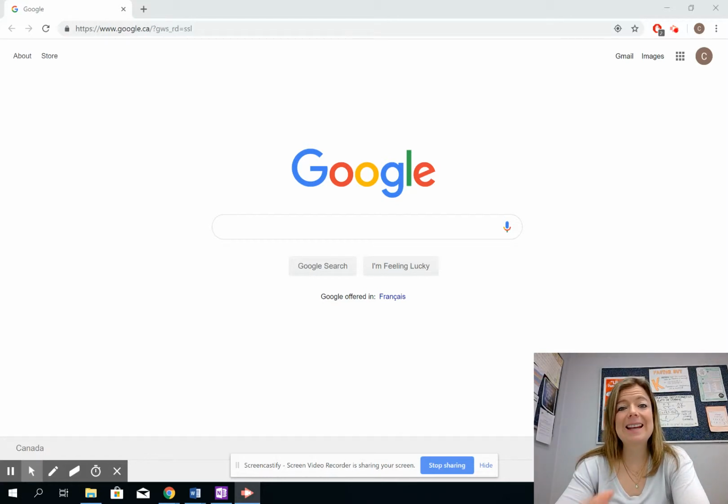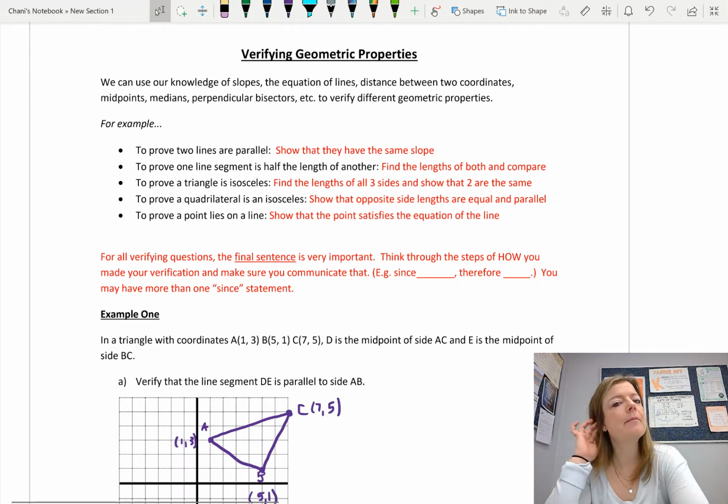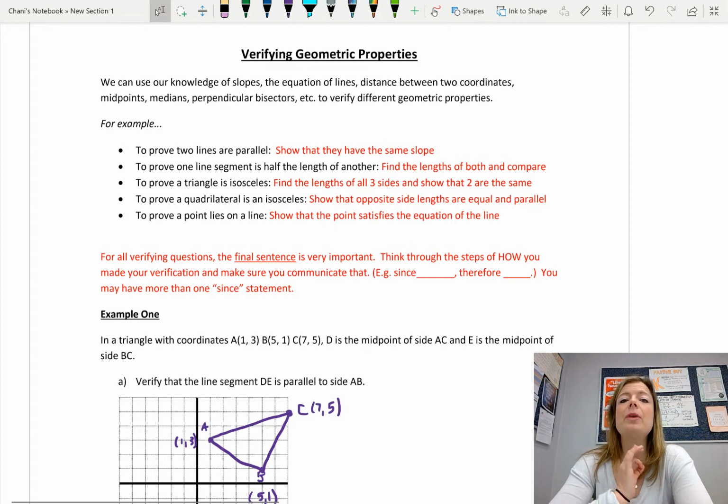Hello, everybody. Today we are doing a note on verifying geometric properties. So verifying geometric properties means that we are going to be given a statement that we are going to verify to be true. Oftentimes, drawing a diagram helps us fully understand what the question is asking, but we need to use our knowledge now of analytic geometry to verify and show a reader that something is true using our knowledge of analytic geometry.